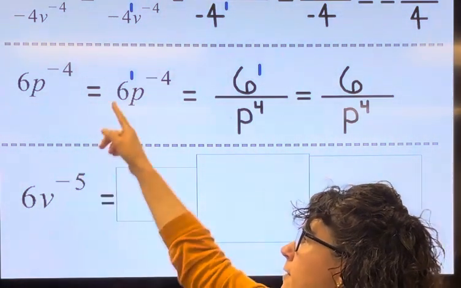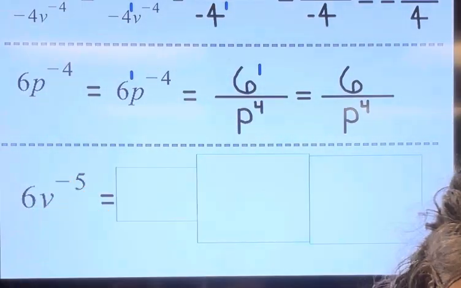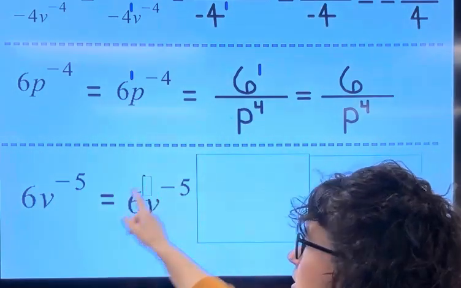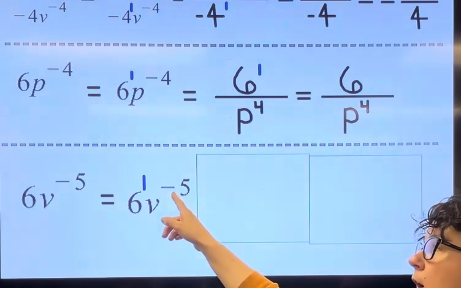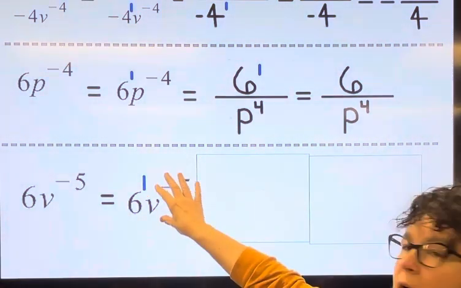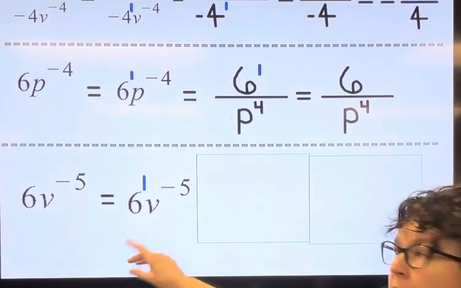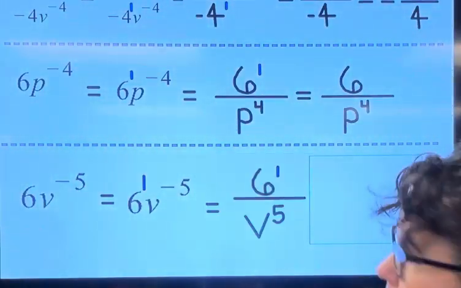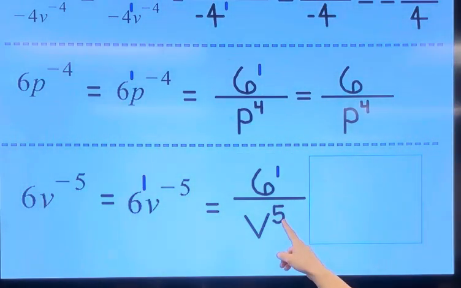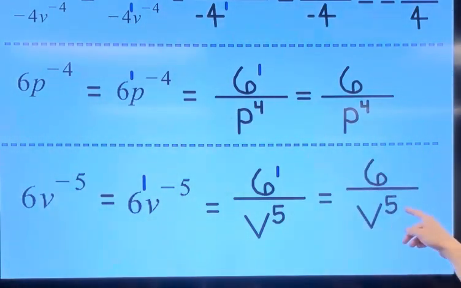Okay, this one is very, very similar. The 6 is a positive number with a positive exponent, so that 6 is to the 1st power. I like where that's at, but I need to get rid of this negative exponent. So I'm going to grab v to the -5 and cross the fraction bar line, and it will change the sign on the exponent. So v to the +5 in the denominator, and then just simplifying that, 6 to the 1st is just 6. So I have 6 over v to the 5th power.